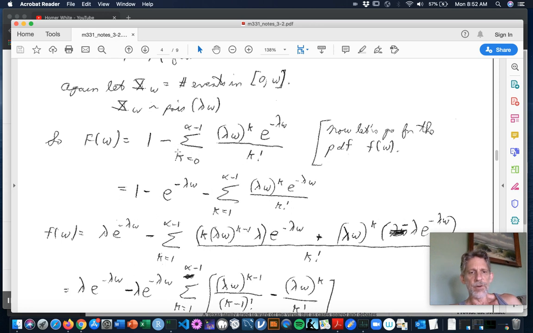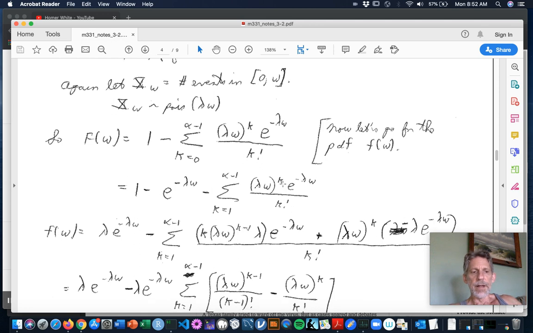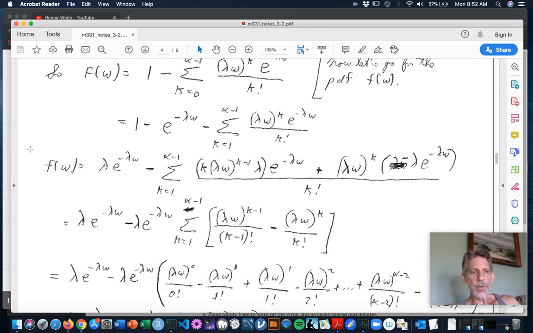I'm going to siphon off the k equals 0 term to be its own little thing standing out here. When k is 0, it's rate to the 0, e to the minus rate over 0 factorial. It'll just be an e to the minus rate, and that's a minus here because of this minus. And then I'm going to have to subtract off the rest, so the sum from 1 to alpha minus 1. Okay, so that's capital F rewritten. Now let's take the derivative, and we come to our PDF, little f.